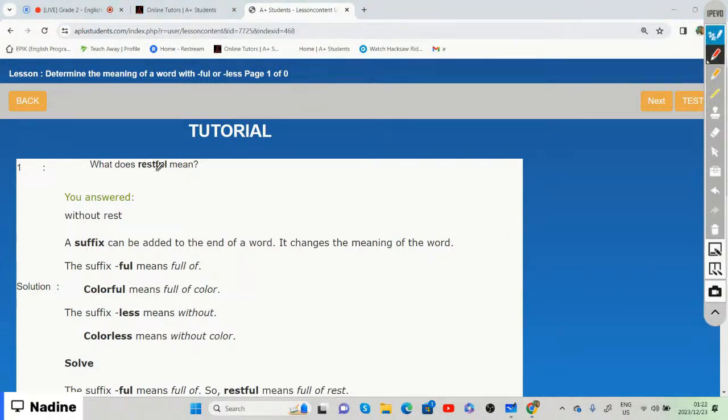All right, so what does restful mean? If full is full of, then what does it mean when we say restful or I am restful? Restful can basically mean that you are just full of rest. You have rested well. It's like somebody would say you are well rested, right? So full of rest, and that is restful.